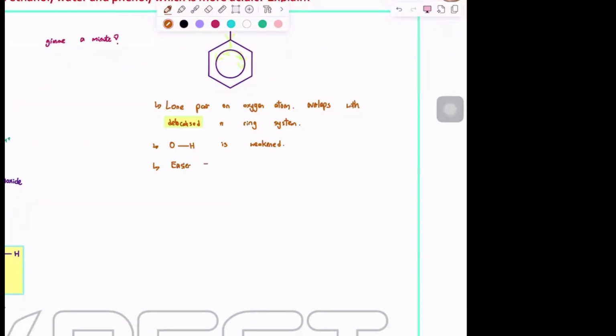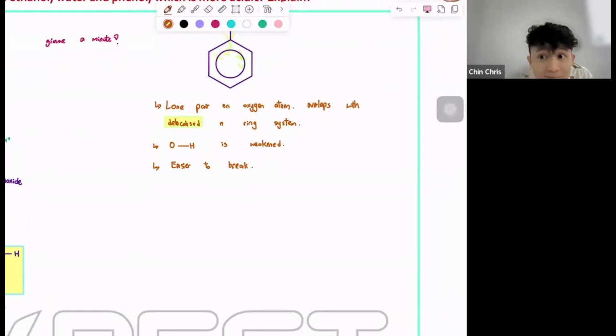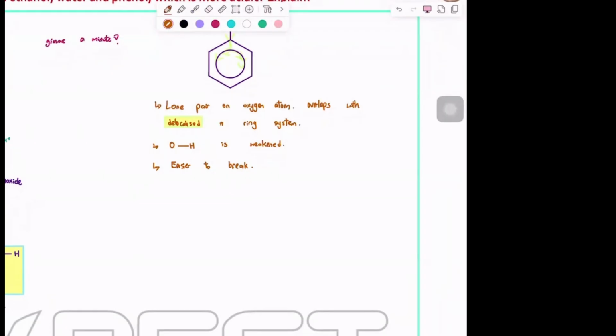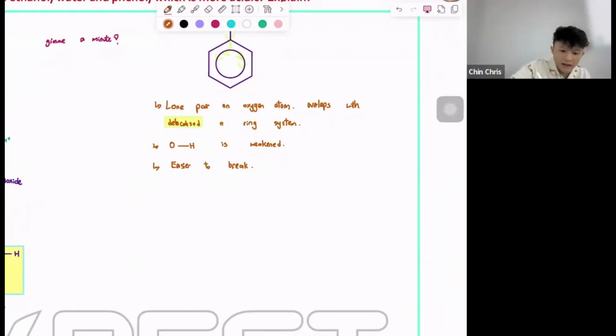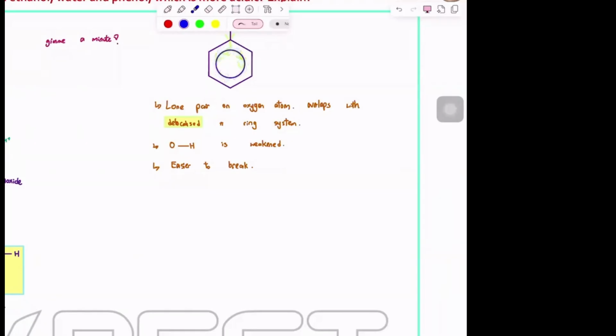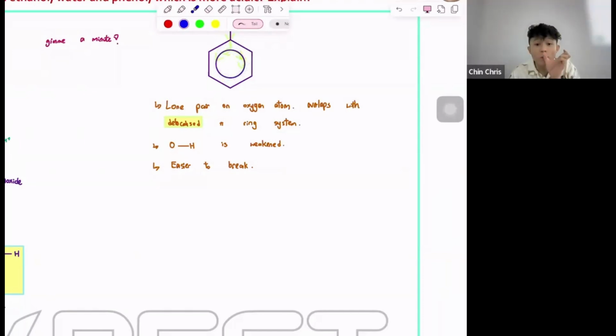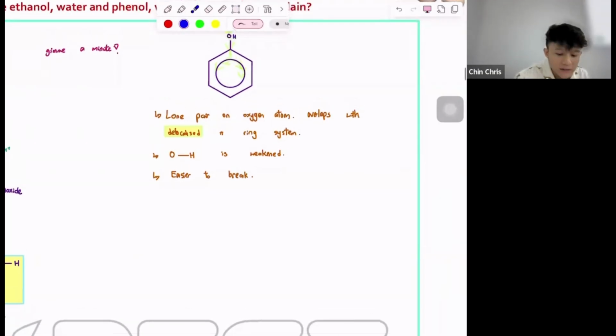So the pi ring system is delocalized. Yes, because the electron is always moving around in the ring. As without the electrons coming in from oxygen, the electron in the ring is always moving around. Understand? They are always moving around like that. So right now, O-H is easier to break. Understand? So which makes it acidic, right? Okay.